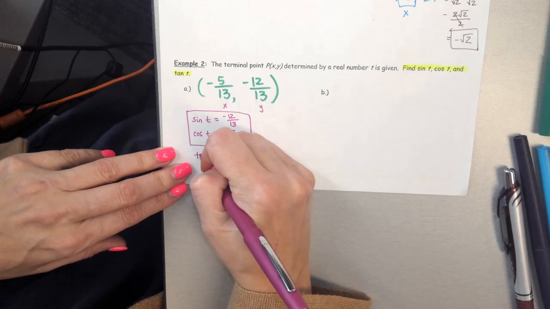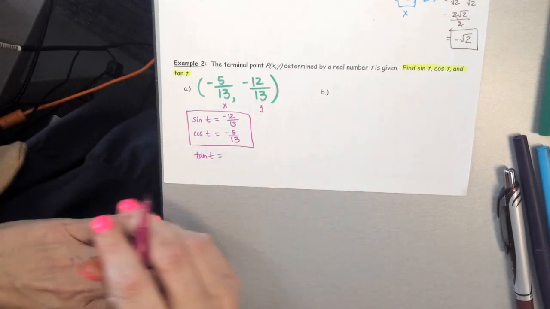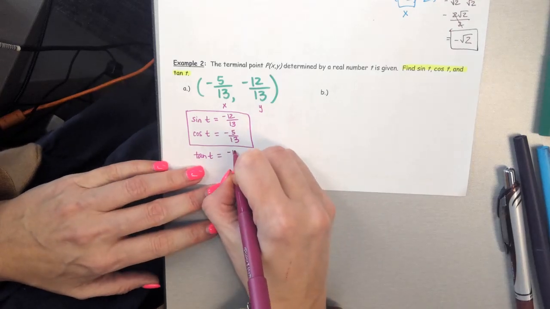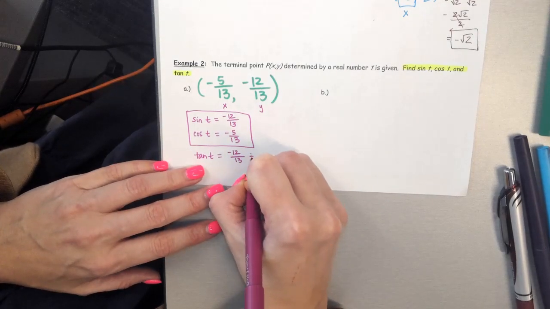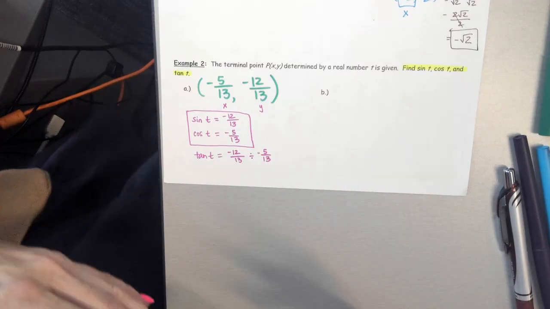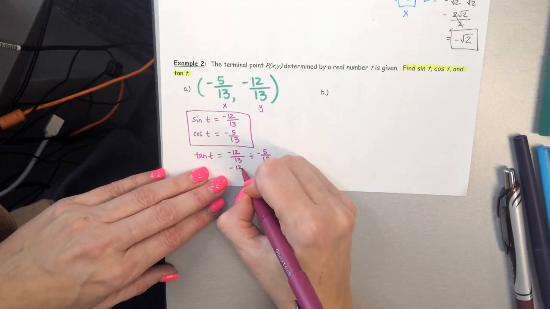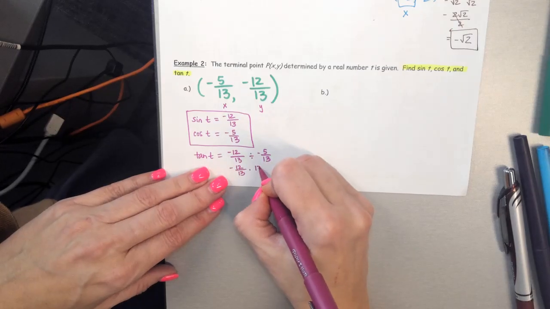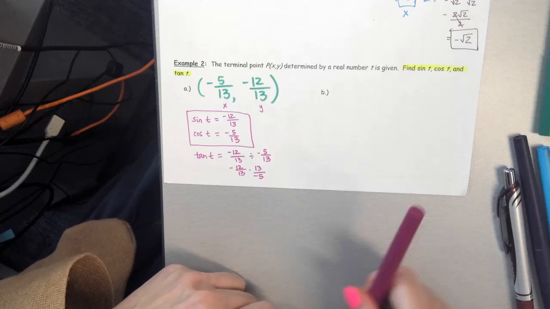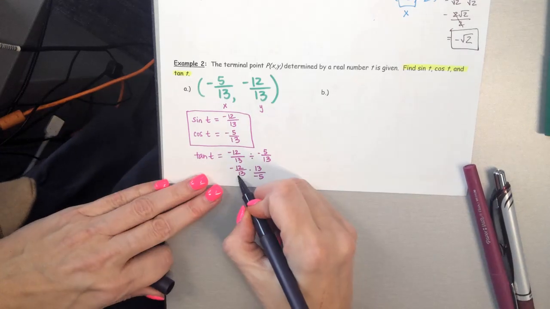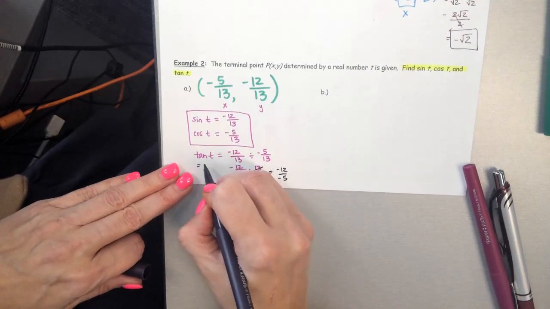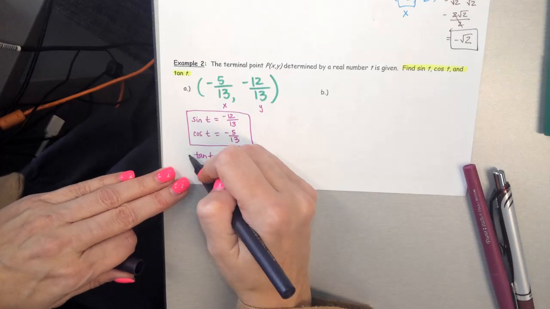And then we have to find the tangent. So to calculate the tangent, you just do y divided by x. Negative 12/13 divided by negative 5/13. When you're doing this, you can just jump into multiplying by the reciprocal, 13 over negative 5. And then just make sure you know how to simplify. So if you have a negative over a negative, we know that simplifies to a positive value.